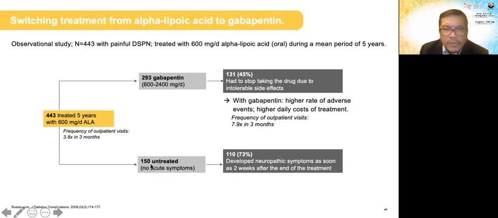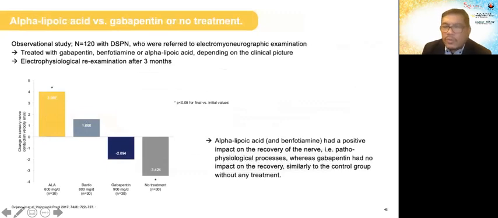Okay, versus those patients who were untreated, they immediately developed neuropathic symptoms after switching or stopping their alpha lipoic acid or thioctic acid as 2 weeks after the end of treatment. So that shows you the value of switching as well as stopping the medication. So this is again alpha lipoic acid versus gabapentin or no treatment at all.